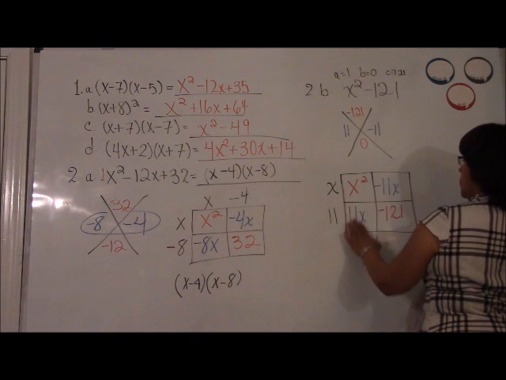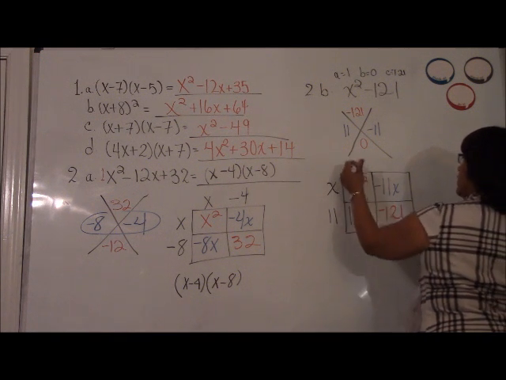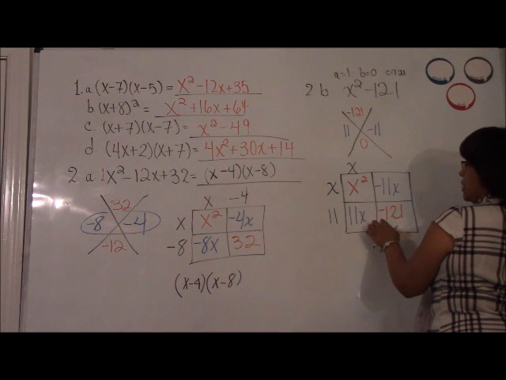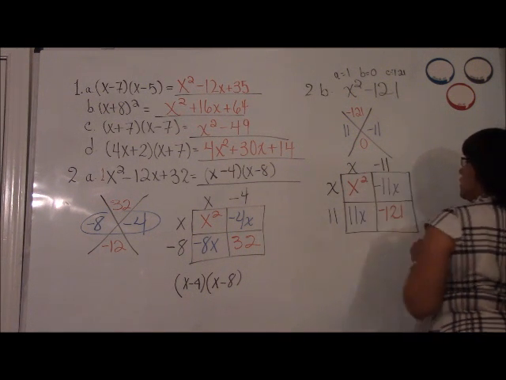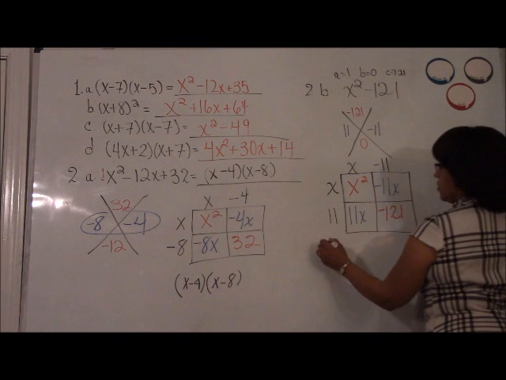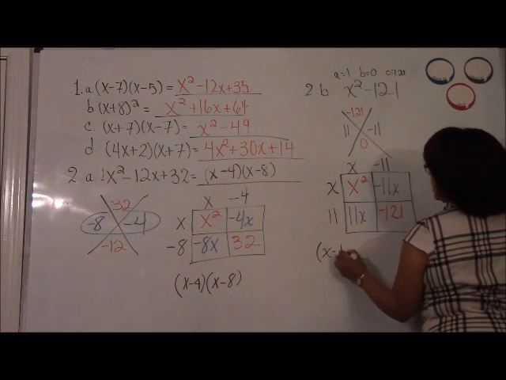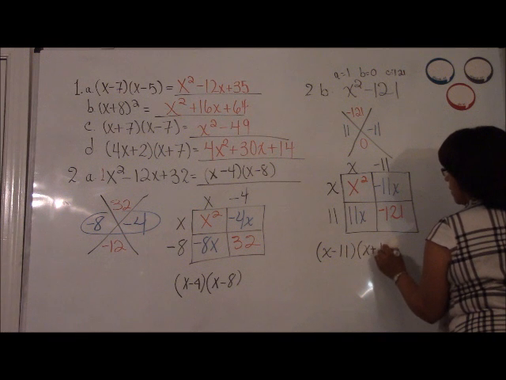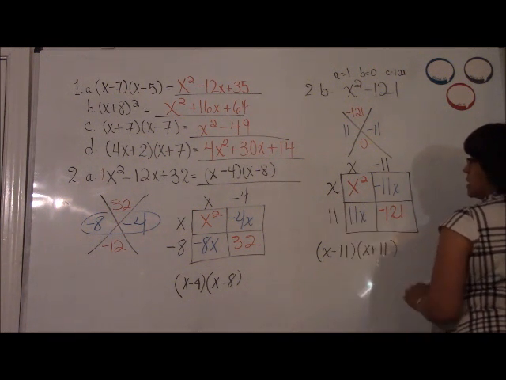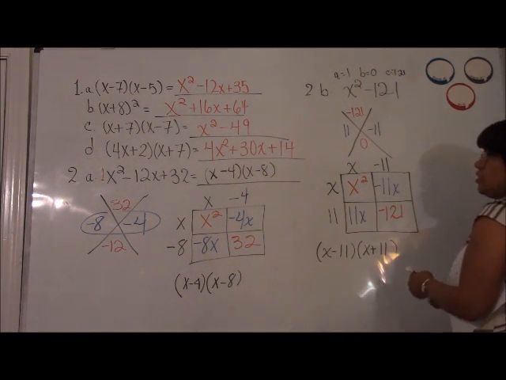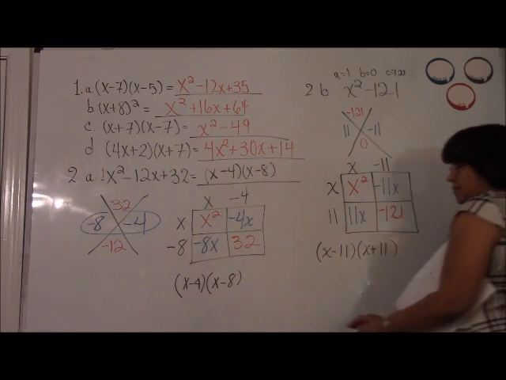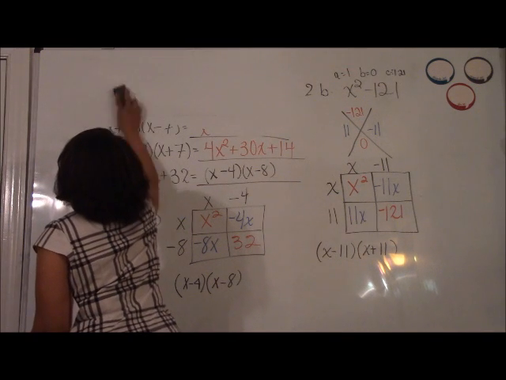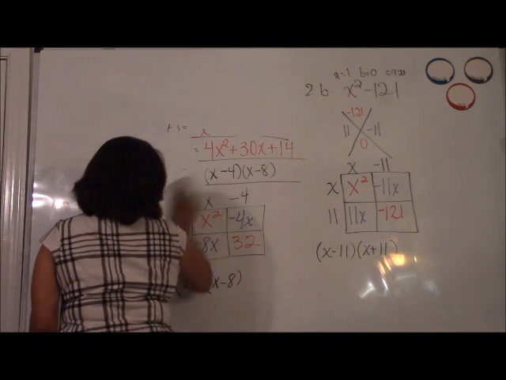So now we go up. X squared and x have a GCF of x. Negative 11 and negative 121, you have your GCF of negative 11. So our answer is x minus 11 times x plus 11, because this one's positive. So that's your answer to 2B. We're going to move on to number 2, letter C.